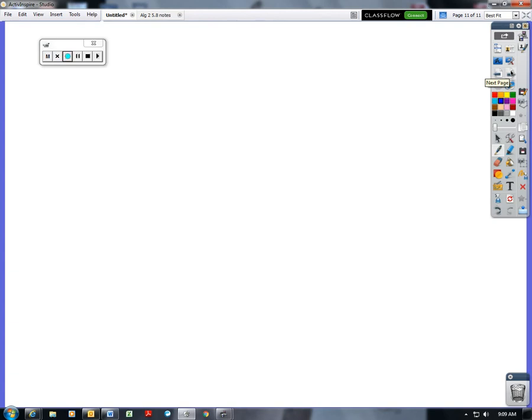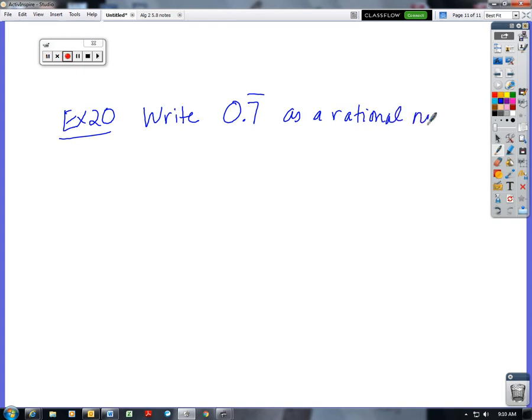Oh yeah, this example is kind of cool. 0.7 repeating as a rational number. And you might already know the shortcut, but let's do it with the geometric sequence technique. So 0.7 repeating is the same as this, right? That's the same as 7/10 plus 7/100 plus 7/1000 plus, and so on. On and on and on, and it keeps going forever, so it's infinite.